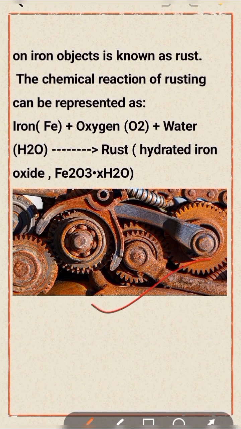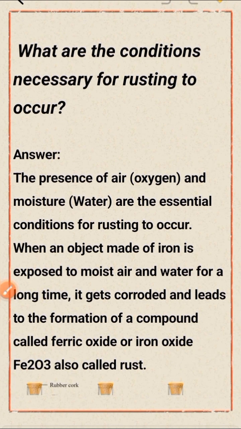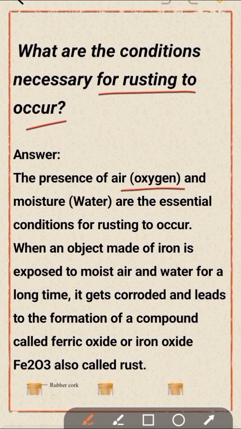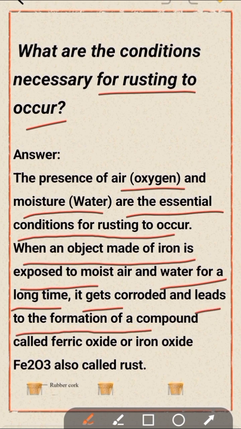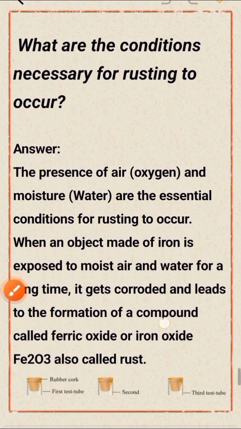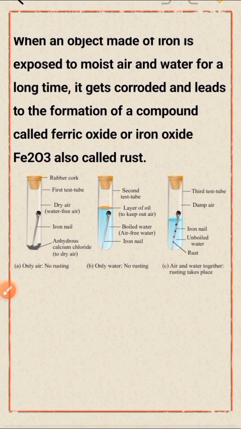Now, the conditions necessary for rusting to occur. The presence of air, that is oxygen, and moisture, water, are the essential conditions for rusting to occur. When an object made of iron is exposed to moisture, air, and water for a long time, it gets corroded and leads to the formation of a compound called ferric oxide or iron oxide, Fe2O3, also called rust.